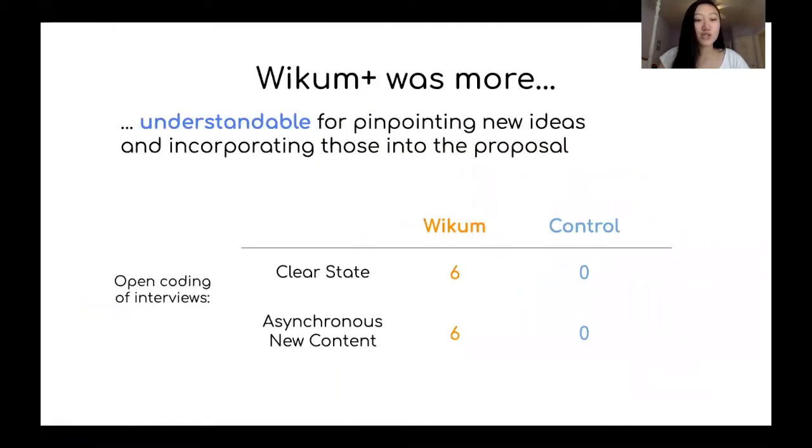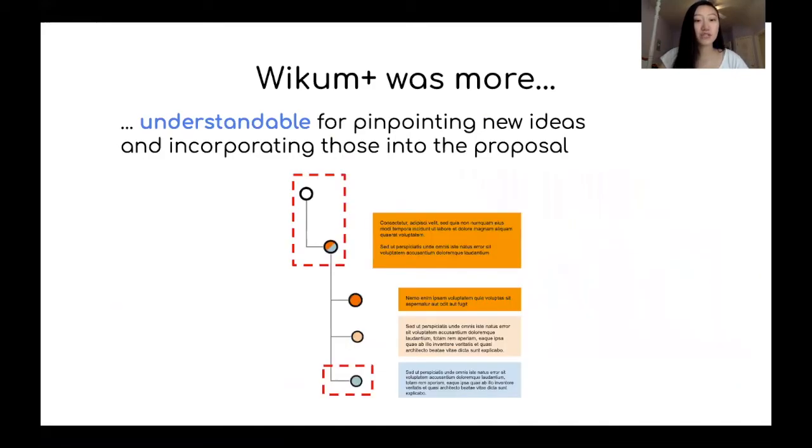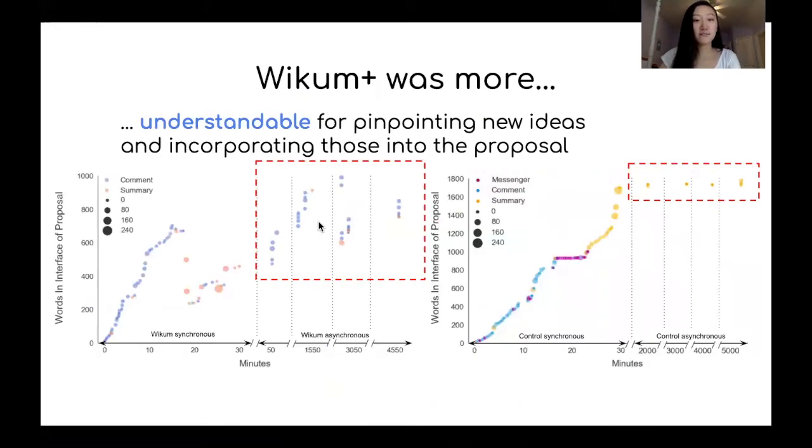In the asynchronous portion, we found that Wikum users could easily find new blue comments and partial summaries to work on. This meant multiple rounds of discussion and summarization. In contrast, after the synchronous portion, the control group couldn't figure out what was newly added, so the only changes they made were clarifying and grammatical fixes, leaving the content mostly unchanged.